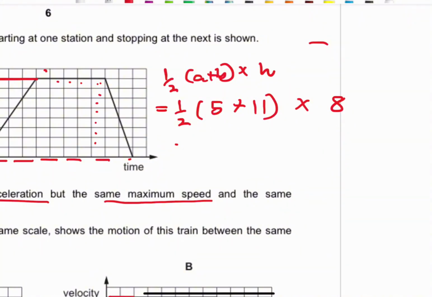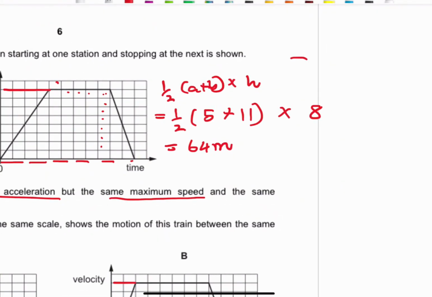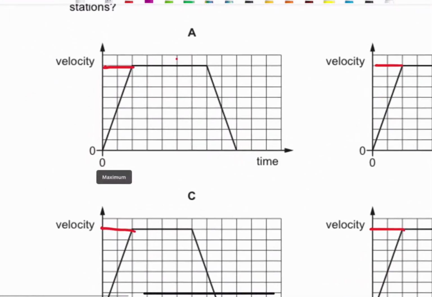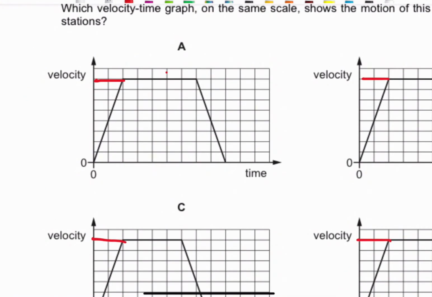If we compute this, we find the area underneath this graph, which becomes equivalent to 64 meters. Meaning that from station A to station B, one station from the other, it's actually 64 meters. So if you find the area underneath these graphs, and they don't add up to 64, it means that is not the correct answer.